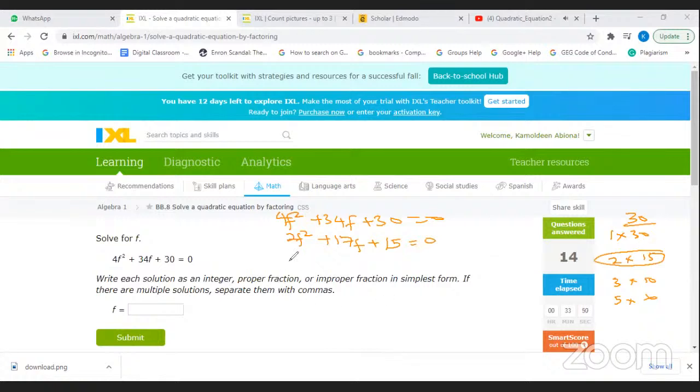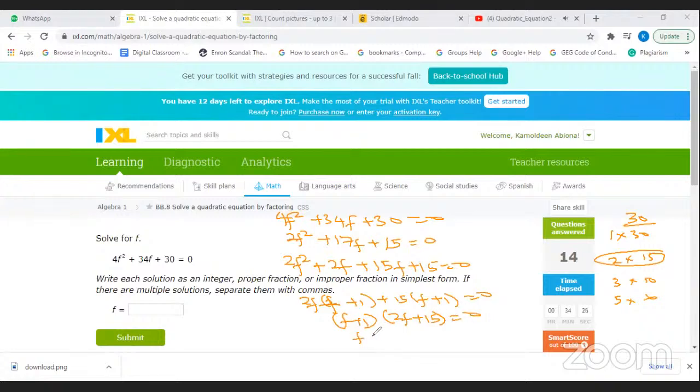Is the likeliest one. So 2f squared plus 2f plus 15f plus 15 equals 0. So 2f is common. That will be f plus 1 left, plus 15 times f plus 1 equals 0. So f plus 1 is common, and then 2f plus 15 equals 0. So f equals minus 1, or f equals minus 15 over 2.